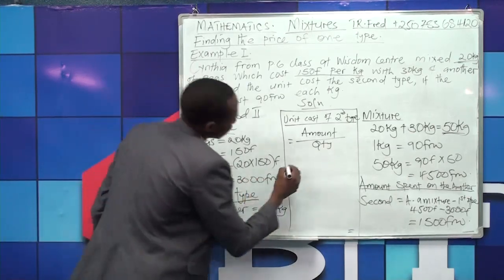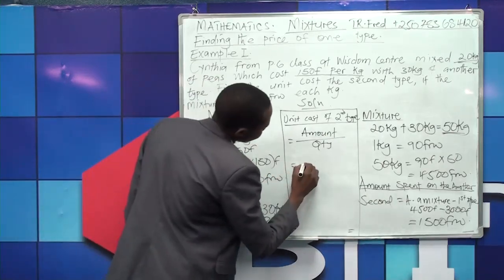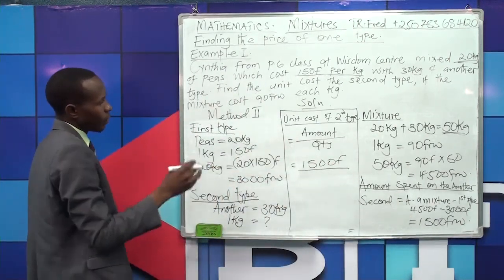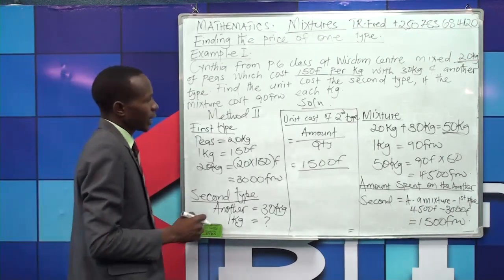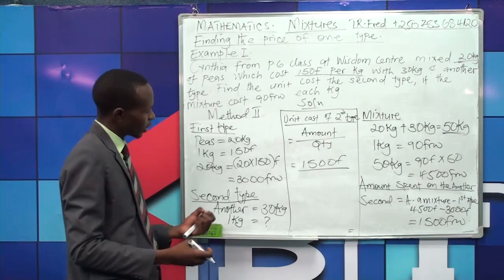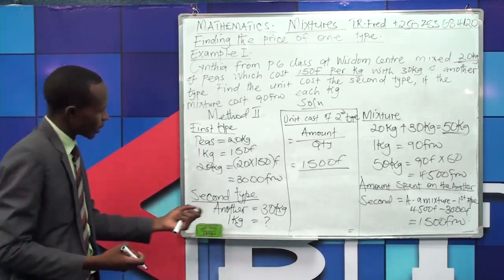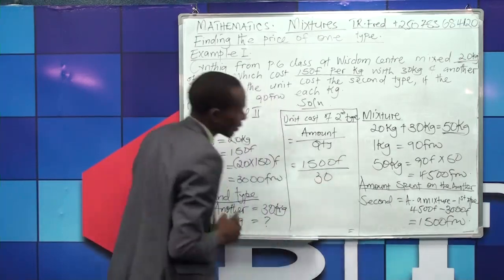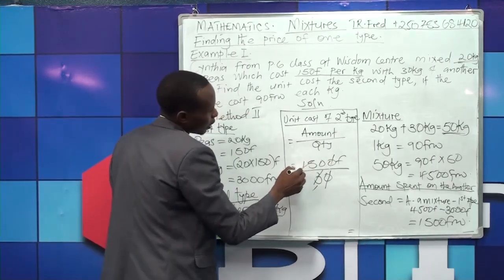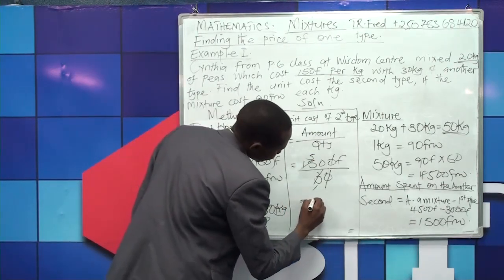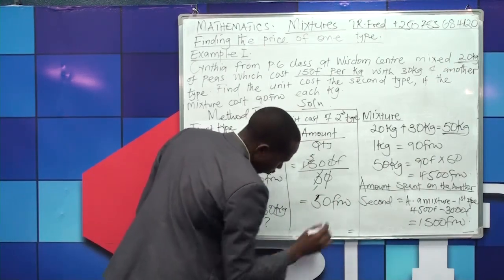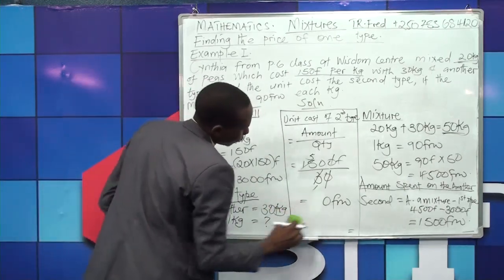So we shall come out with our amount, which is 1,500 francs divided by the quantity. Quantity, we are meaning kilograms. How many kilograms did the second type have? Second type had 30 kilograms. So we shall say divided by 30. Then from there, this zero will go off with this zero. By 3, 1. By 3, 5. So the unit cost for the second type will be 50 francs. It will be 50 francs is what we have identified.